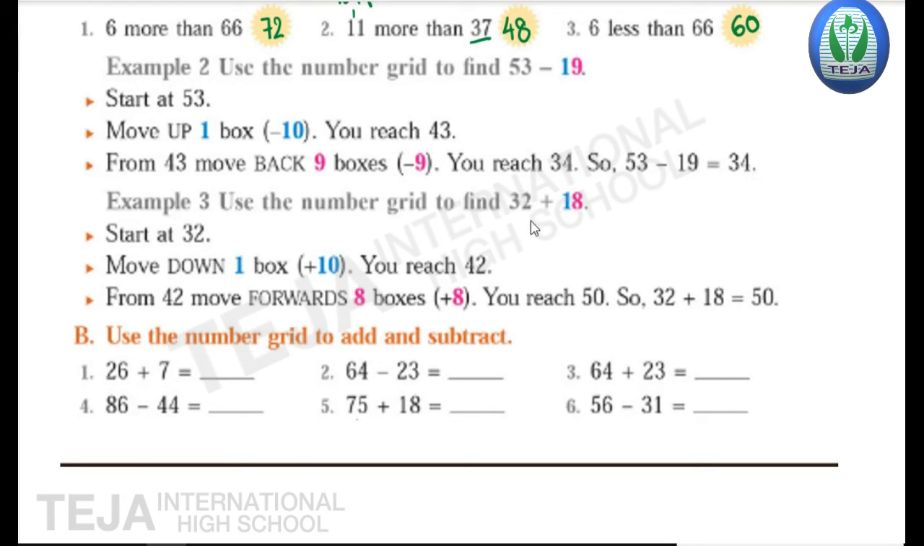In the same way, example 3, use the number grid to find 32 plus 18. So here the bigger number is 32, so we will start at 32. As it is addition, you have to move downwards. So move down one box, that is plus 10. You will reach 42. From 42, if you move forward 8 boxes, you will reach 50. So 32 plus 18 is 50.